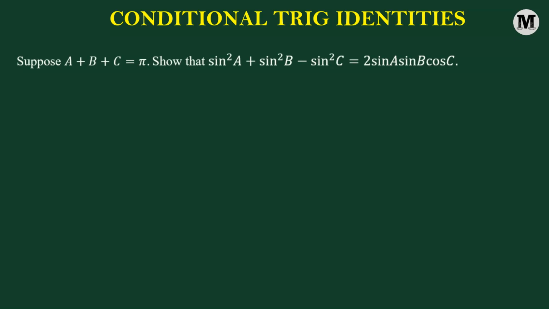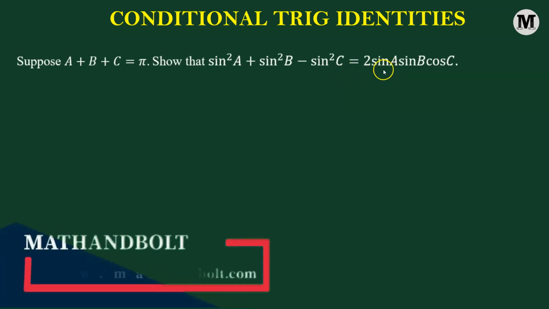Suppose a plus b plus c adds up to pi radians. We need to show that sine squared a plus sine squared b minus sine squared c equals 2 times the product of sine a, sine b and cosine c. Okay, let us begin. Here we're going to start our proof from the left hand side.